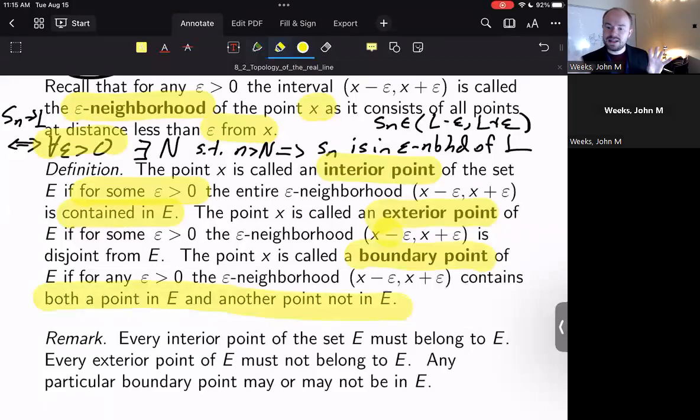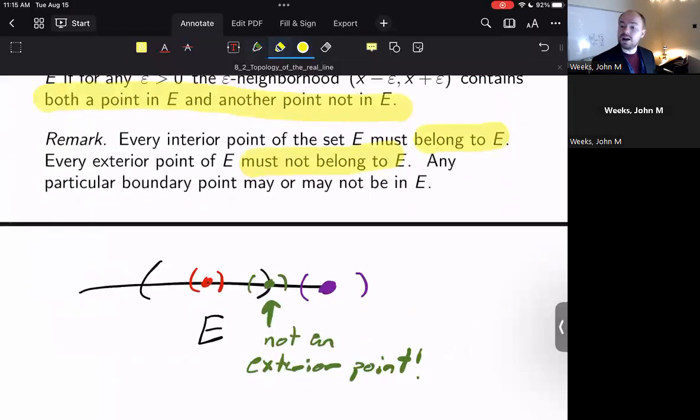These are all three different definitions. So if something's an interior point, it can't be the other 2 points. So you can see here with this remark, every interior point must belong to E, every exterior point must not belong to E, and boundary points can be or not be inside of E. They could be one or the other. For example, if this had been a closed bracket here at the end of E, the green point would have been inside of E, but would have still been a boundary point, thanks to our epsilon neighborhood definition.